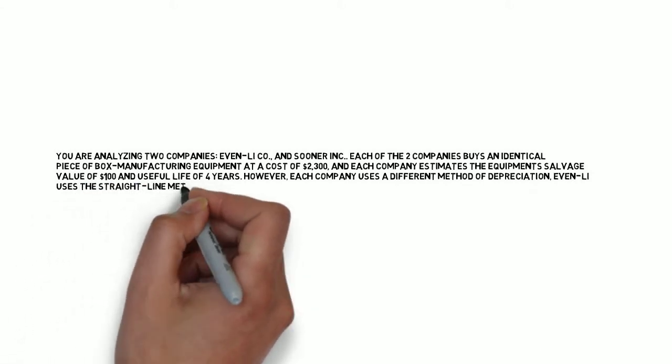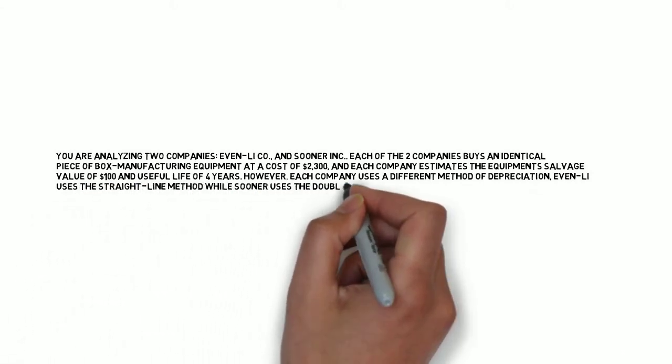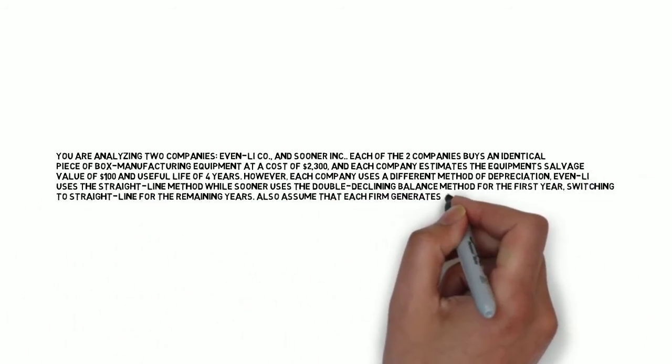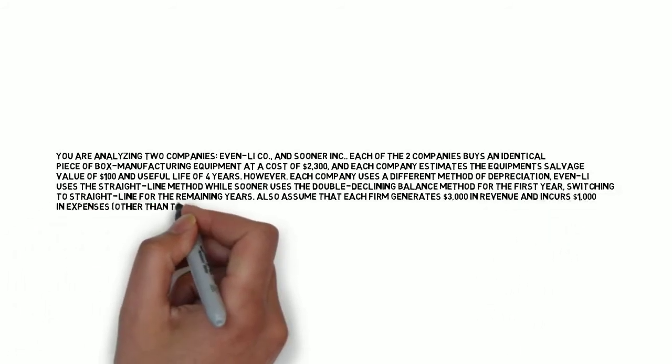Evenly uses a straight line method, while Sooner uses double declining balance method for the first year, switching to straight line for the remaining years. Also assume that each firm generates $3,000 in revenue and incurs $1,000 in expense other than depreciation expense.